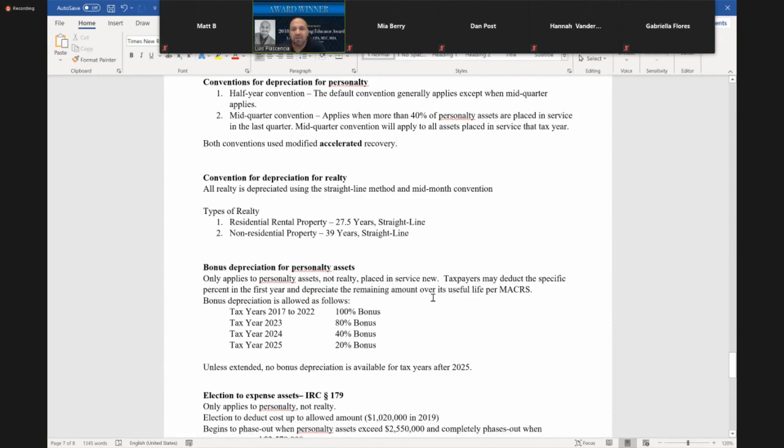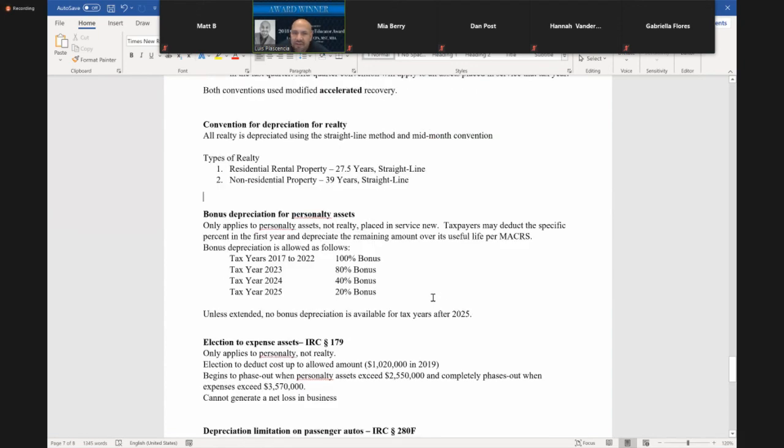So we talked about bonus depreciation. Again, unless I tell you otherwise, apply bonus depreciation first. It's 100% for a couple more years. It may get extended or not, I'm not sure yet. You can use up to 100% on personal property. It doesn't apply to real estate. That's actually a good deduction. Instead of depreciating over 5 years or 7 years, 100% the first year would work.